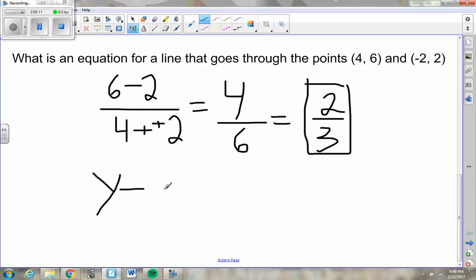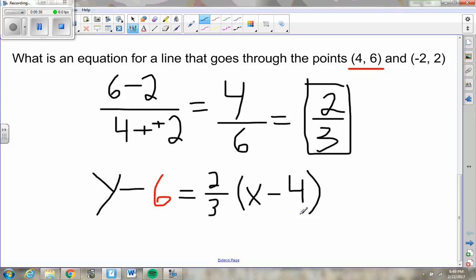Y minus my y coordinate. I can pick either y coordinate I want. I'm going to pick this y coordinate right here, or that ordered pair x, y, that point to use, which means I'm going to say y minus 6 because that's the y coordinate, equals, my slope comes next, 2 over 3 times in parentheses x minus 4, because 4 is my x coordinate to that point right there. Right? The 4 also comes from that red point up top. 6 and 4 come from 6 and 4 here, y and x.